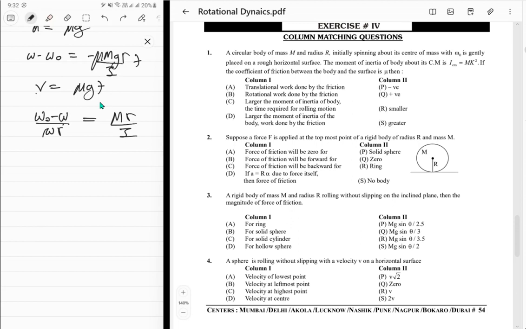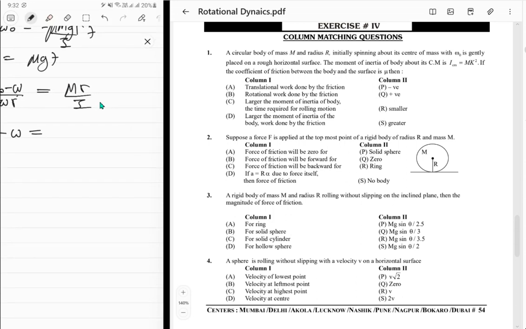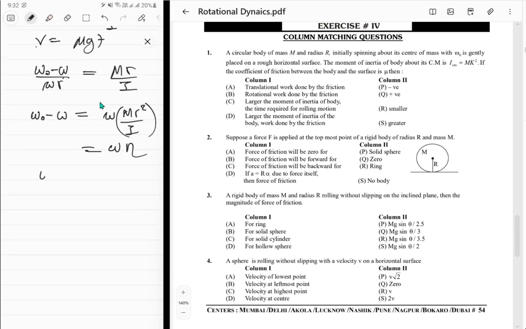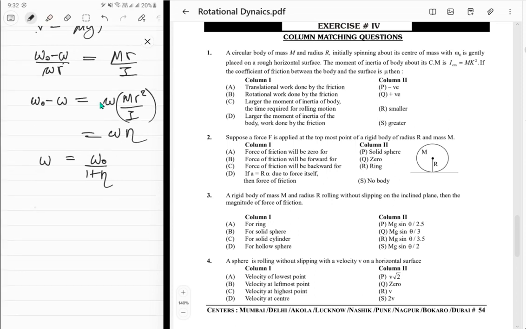So there we go. Solve this. This is like omega naught minus omega is equal to omega times mr squared upon I, which I'll just call eta. Okay, so this just tells us that omega times 1 plus eta is omega naught, so omega is equal to omega naught upon 1 plus eta. That should make sense. So from there you can get what v is. v is just omega r, which is going to be omega naught r upon 1 plus eta.